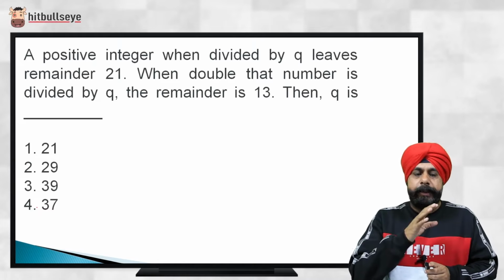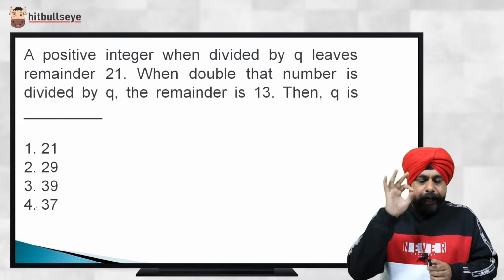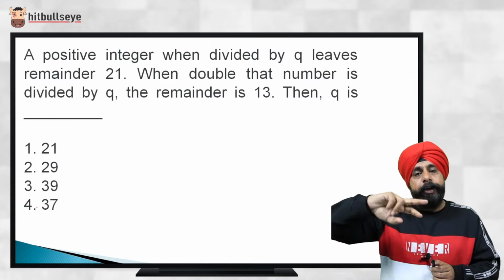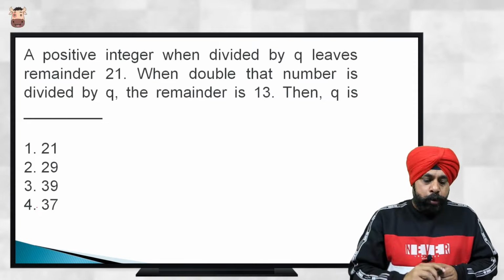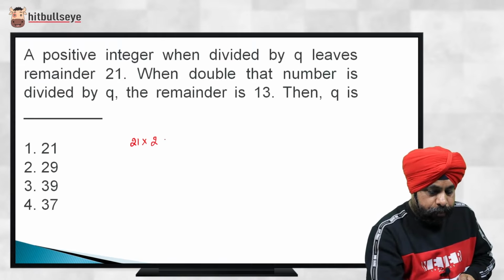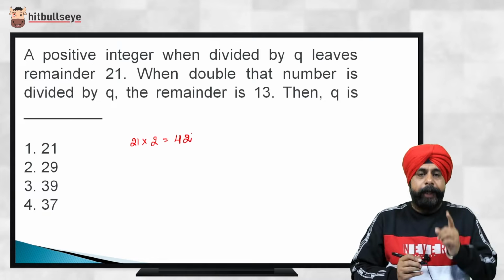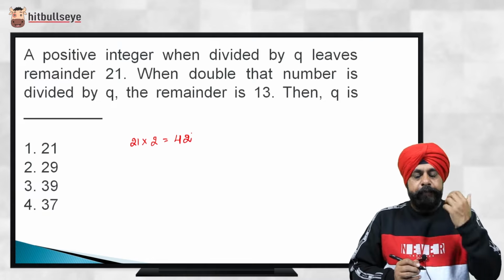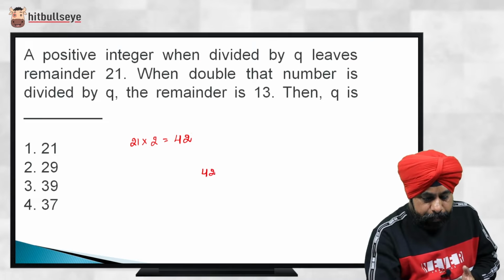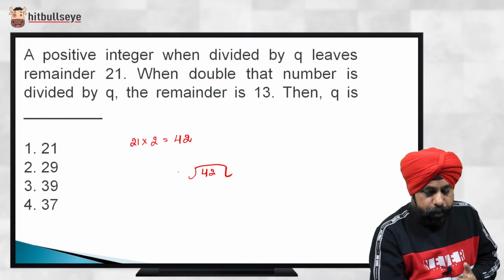So people, technically speaking, if you divide a number by a divisor, you get a remainder of 21. If you divide twice the number, you should get a remainder which is twice the original remainder. So people, 21 into 2 is 42. You should get a remainder of 42, but you have actually got 13. Now 42 must have been divided by what to get a remainder of 13 people?